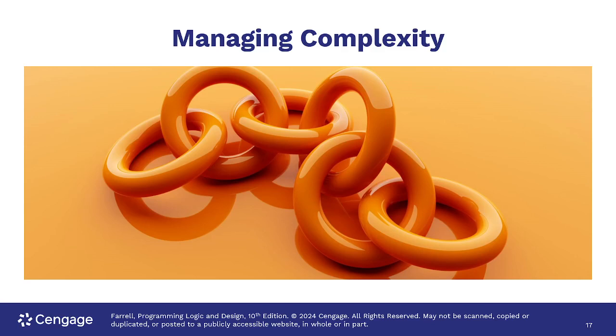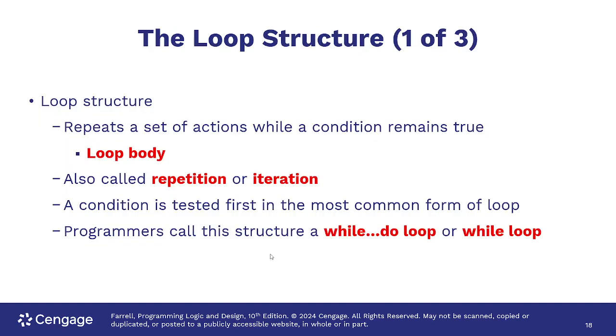Let's discuss managing complexity. There are other structures. You know about the looping structure. The loop structure repeats a set of actions while a condition remains true. There is a loop body, and those are the statements within the loop control. It's also called repetition or iteration.